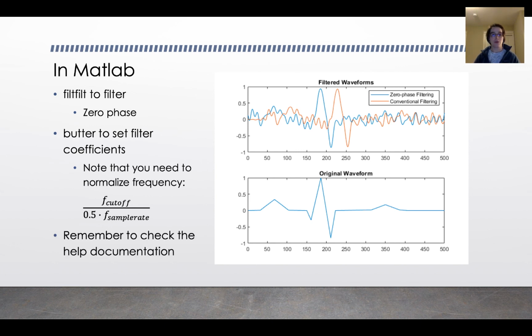And as always, remember to check the help documentation. These are new commands. You haven't seen them before. Go figure out how they work by reading the help documentation. Bring your questions to class.